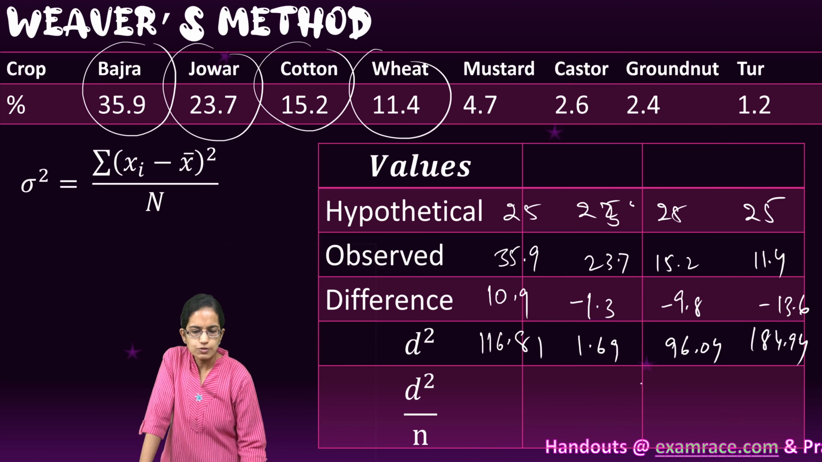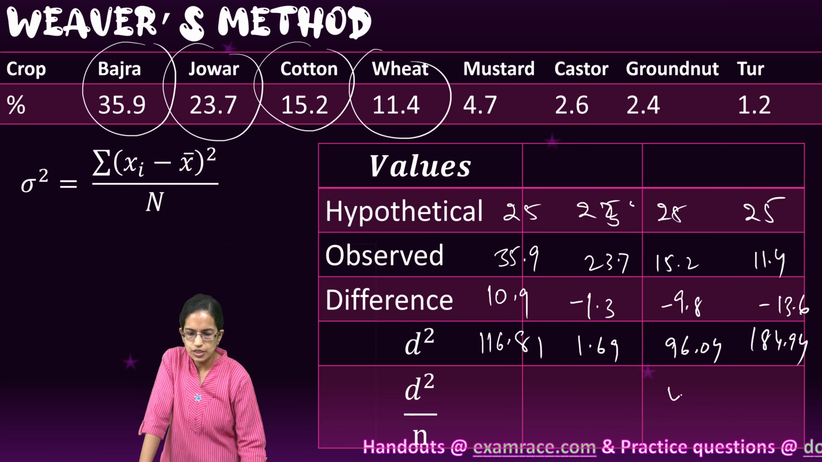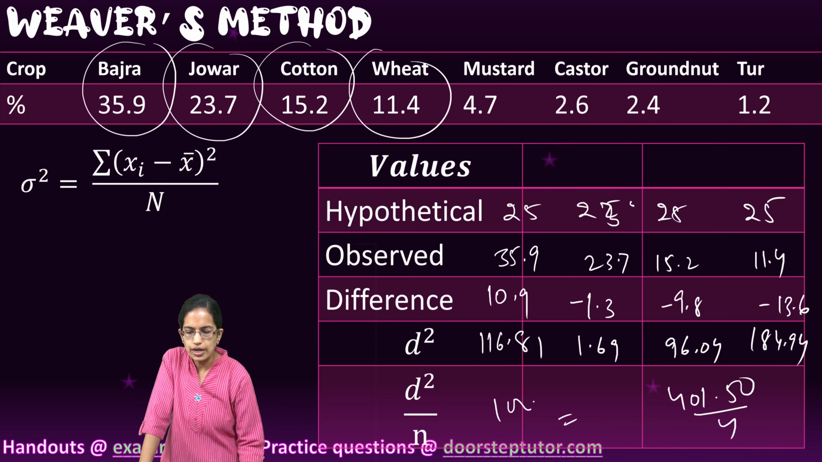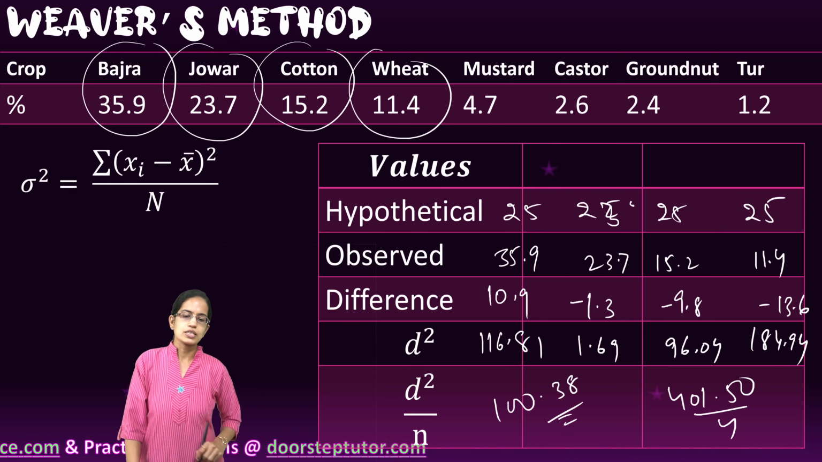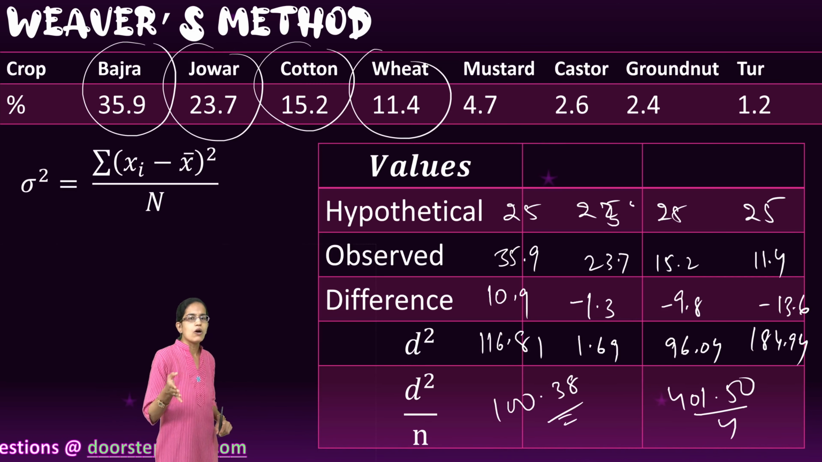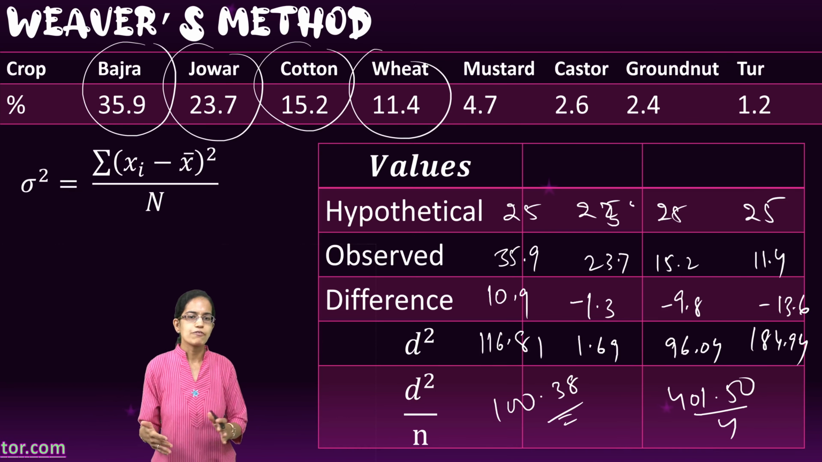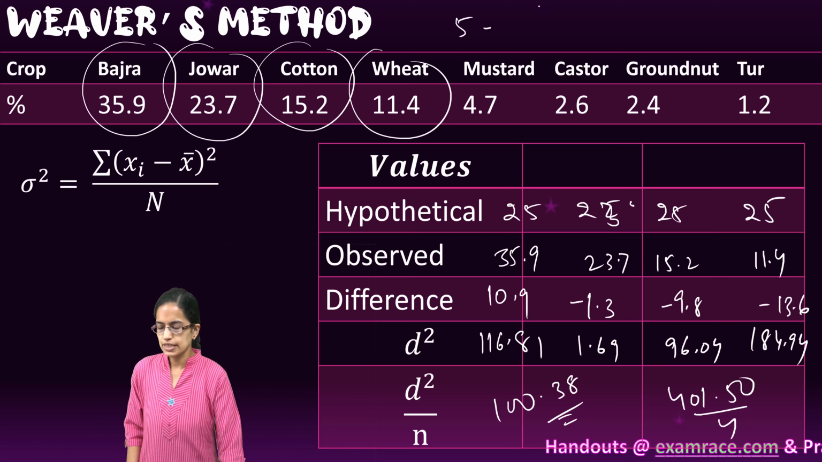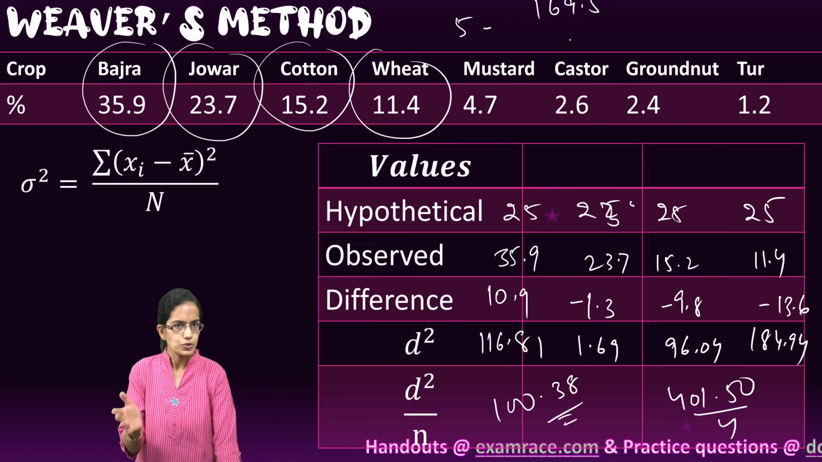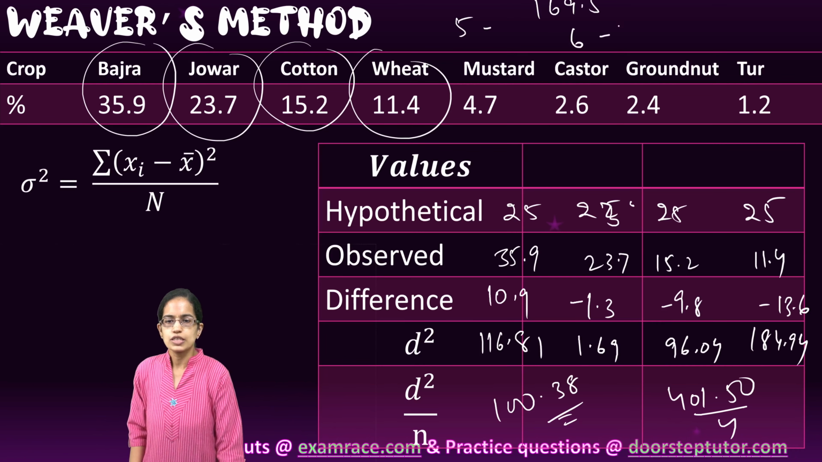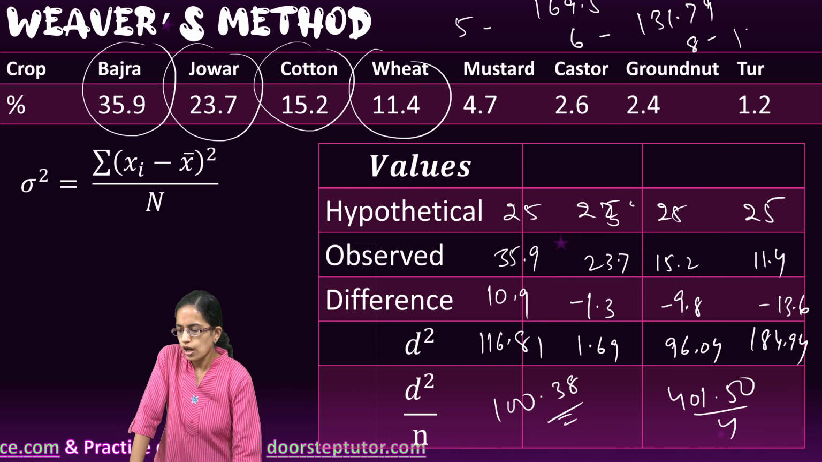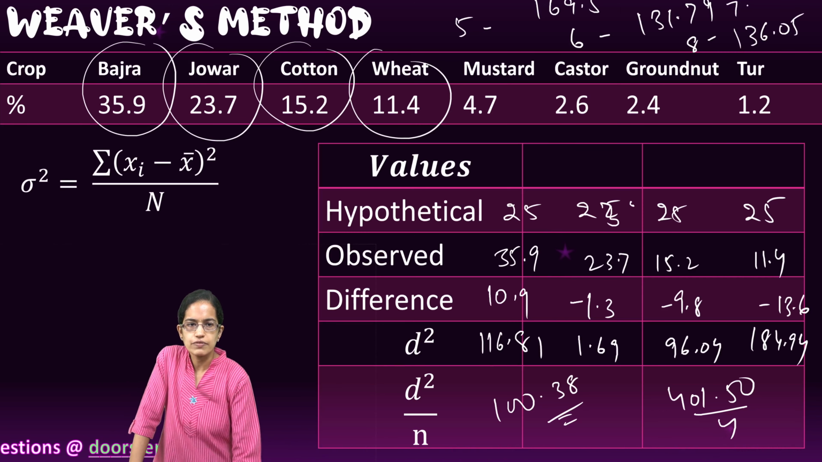I add all the d squares. So the summation of d square is 401.50, divided by 4, which lands up to 100.38. So this is my value with 4 crops. Now I continue the same process with 5 crops, 6 crops, 7 crops and 8 crops. My value with 5 crops, let's say, comes to be 169.5. You can calculate it further. Values for 6 crops come around 131.79, with 8 crops around 136.05, and with 7 crops 133.71.